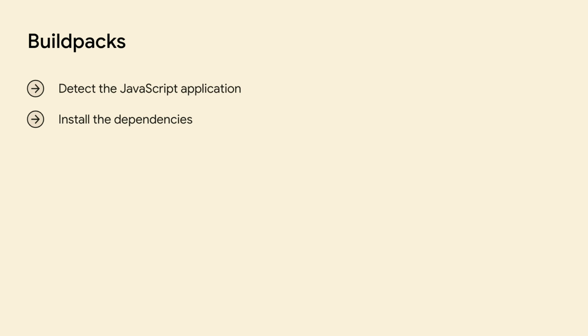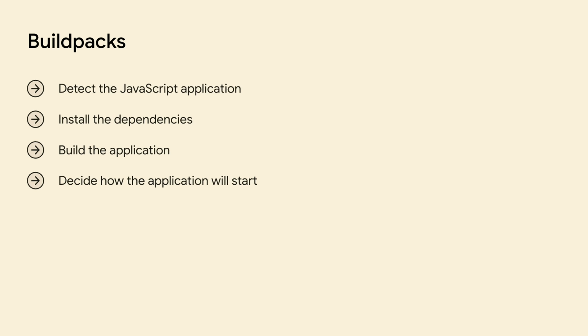Then install the dependencies for JavaScript. This is pretty standard, run an npm install. So it will decide, yes, this is a JavaScript application. I'm going to run an npm install. And then build the application for JavaScript applications. Again, that's pretty standard, npm run build. And then it will decide how to start the application. And this is the hard part, deciding how to start the application.